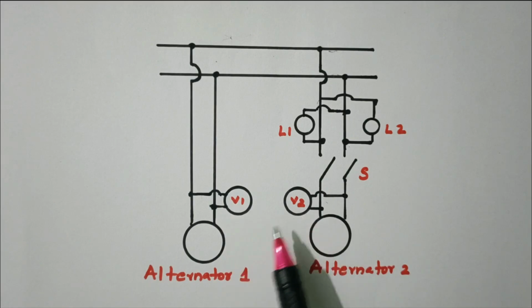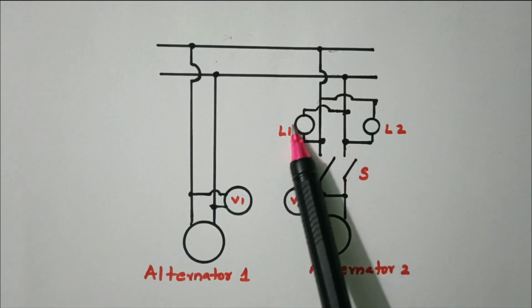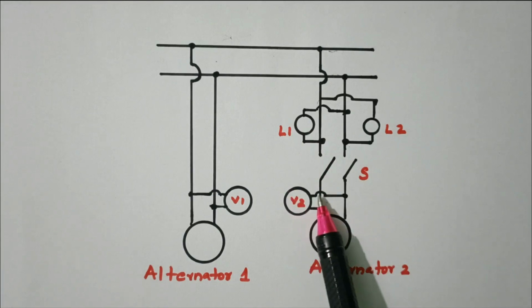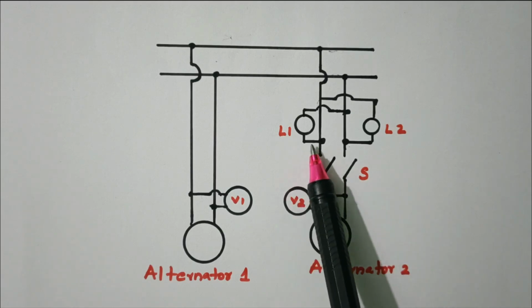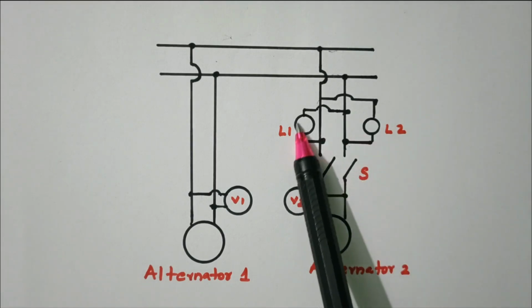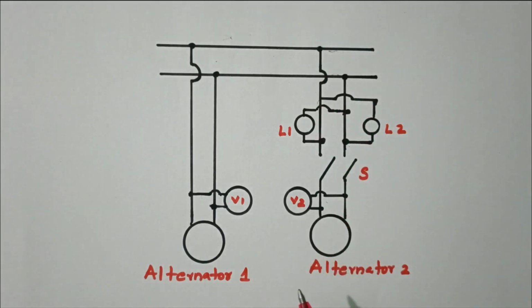Voltmeters V1 and V2 are connected to measure the voltage of alternators 1 and 2. Lamps L1 and L2 are connected in a crossed manner. In the earlier case they were connected across the switch, in both the phase side as well as the neutral side. Here L1 is connected between phase and neutral, and L2 is also connected between phase and neutral, in a crossed manner.